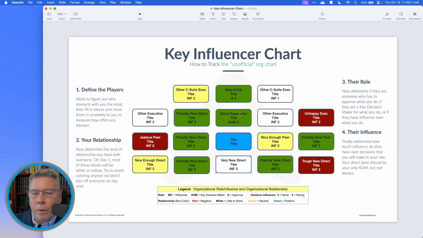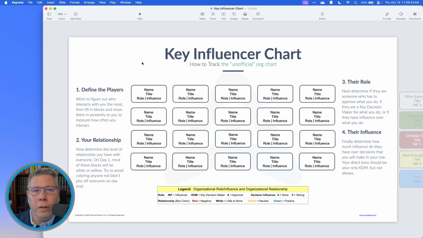Then you figure out whether they're a key decision maker, an approver, an influencer, and then what level of influence they have. As you build this chart, what you'll find is that you learn how people influence your decision making. This is very different than an org chart for obvious reasons, because the org chart doesn't belie the true relationships inside of an organization. This shows you who's influencing whom. So with that, let's go ahead and just take a look at a blank chart.